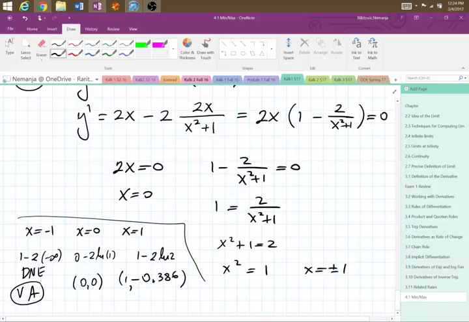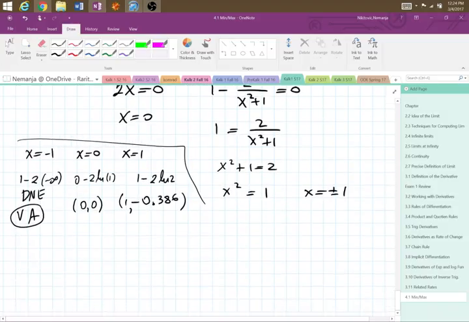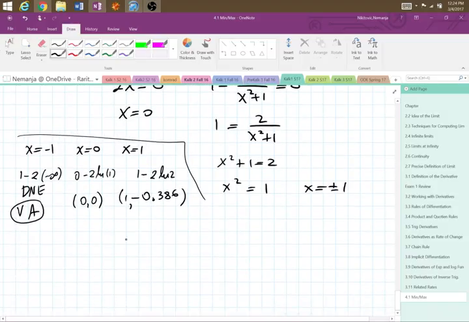So these are the values. Now I can graph that quickly. I have a vertical asymptote. I have a 0, 0. And I have -1 and negative something. So this is where 1 and -3 something right there.